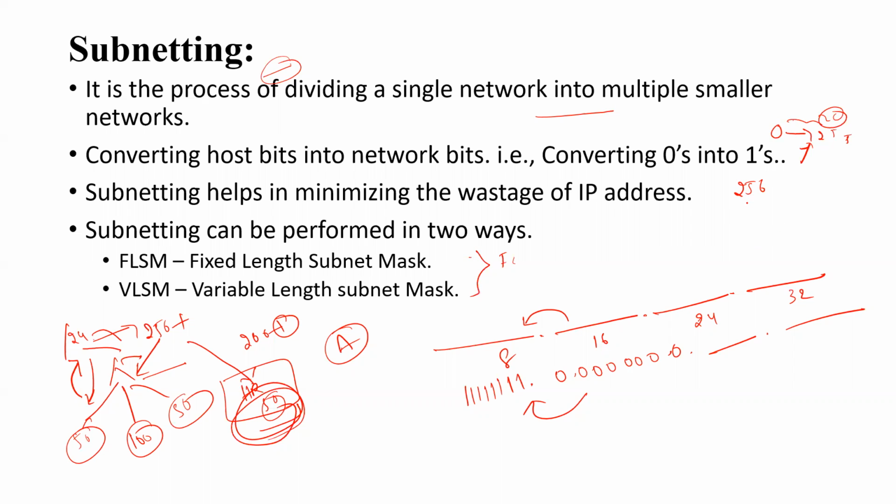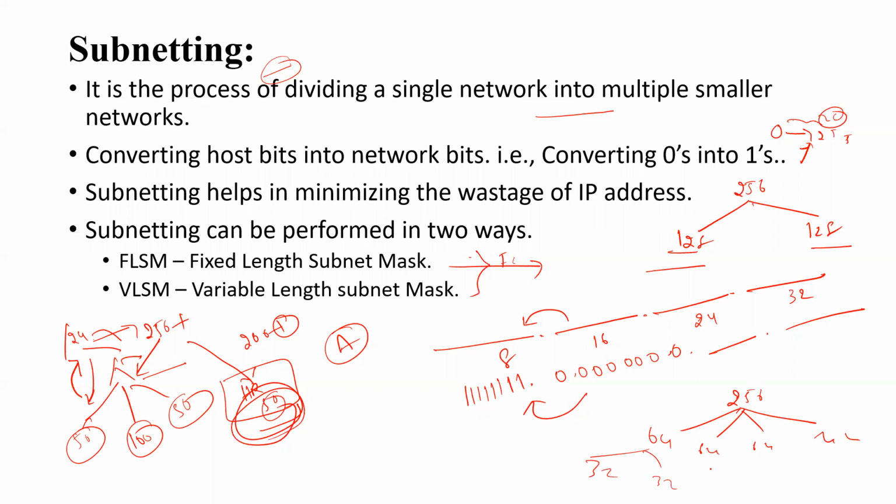Dividing these 256 IP addresses into equal subnets, that is 128 and 128, is fixed. We are dividing one network into multiple networks with a fixed number; that is called FLSM, fixed length subnet mask. Similarly, we can divide this 256 into four networks of 64 each, or further into 32, 32, 32, 32 and so on. Dividing a network into multiple networks of a fixed size is called fixed length subnet mask.